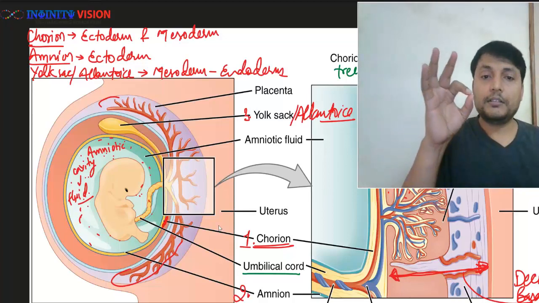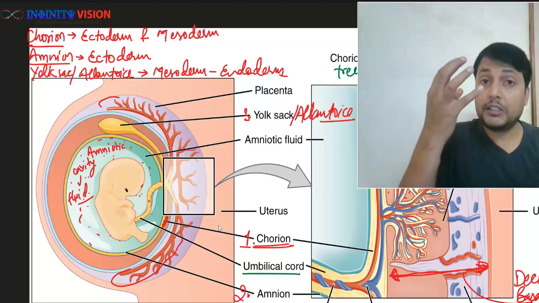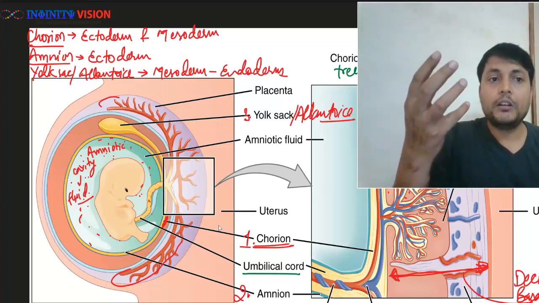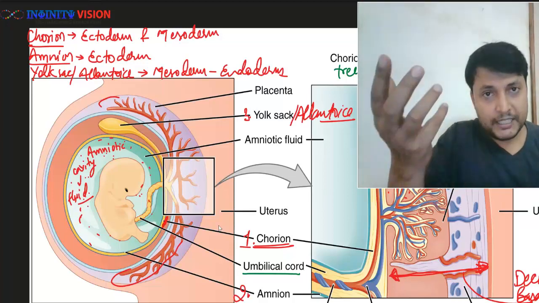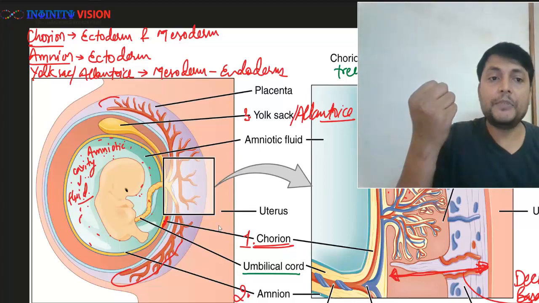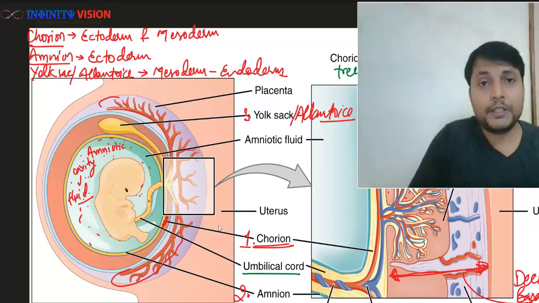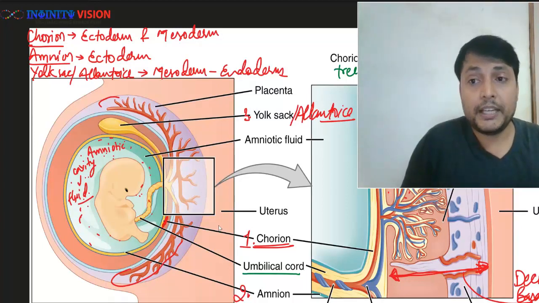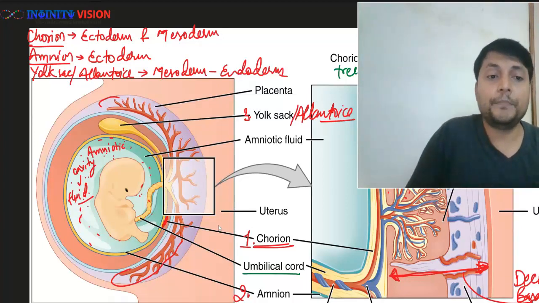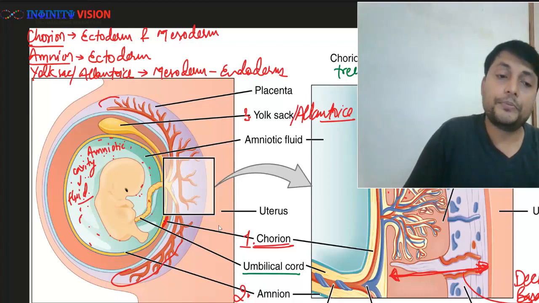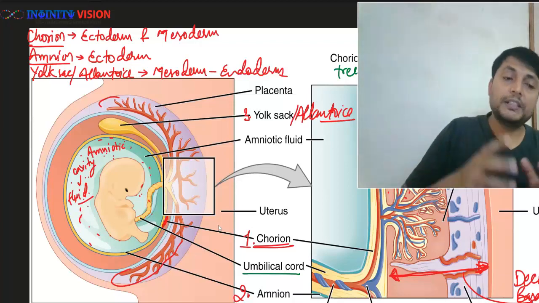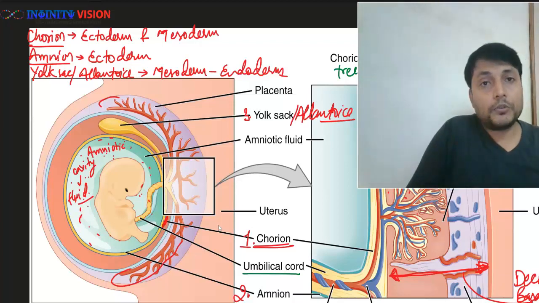Now we have also seen that the function of yolk sac or allantois is to contain the yolk, which is the food for the growing embryo. Chorion has a protective function, and amnion contains the amniotic fluid, and the function of amniotic fluid is to provide shock absorbance to the growing embryo or the fetus. Great. Apart from this, the amniotic fluid also serves another purpose for us.